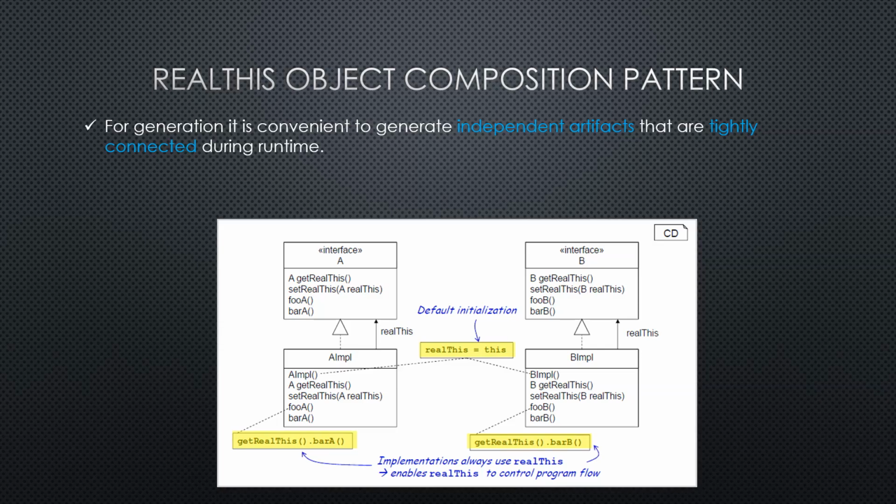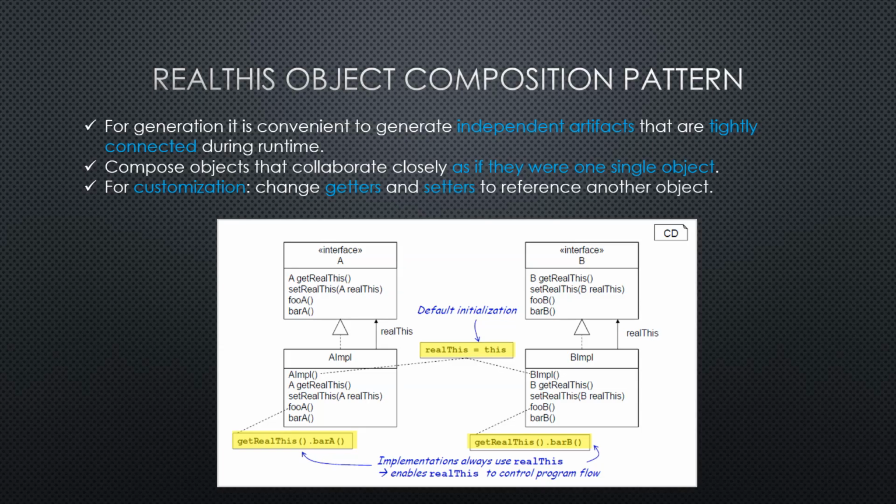The main idea of this composition pattern is to compose objects that collaborate closely as if they were one single object. Therefore, an object holds an attribute called RealThis that references the this object instance by default. The original program execution stays viable. However, for customization, it is possible to change the getters and setters of RealThis to reference another object.